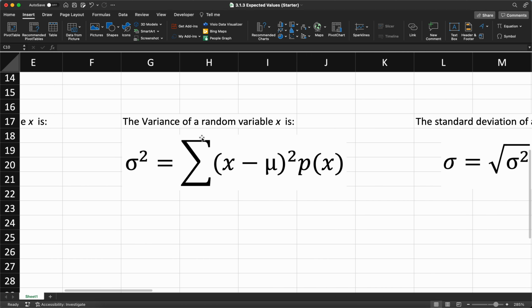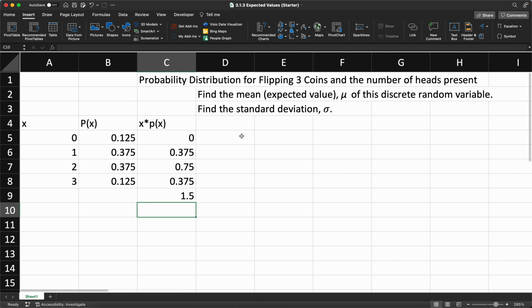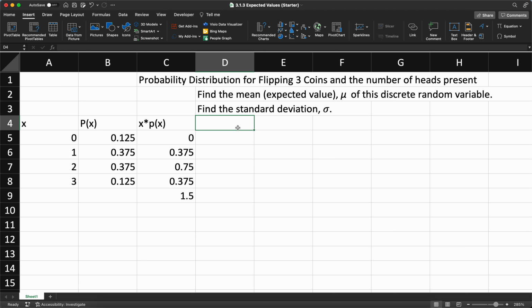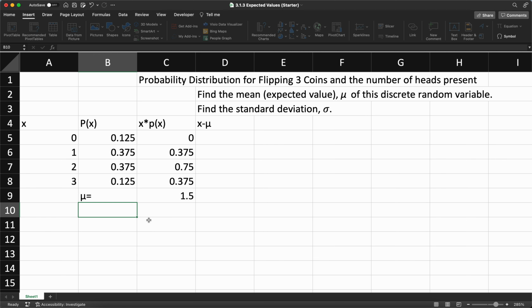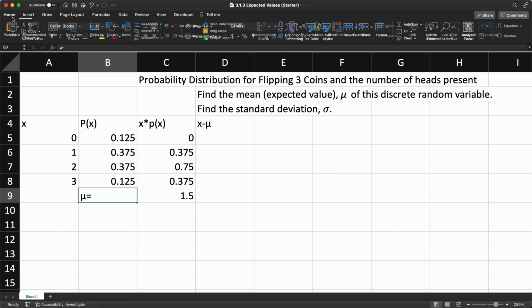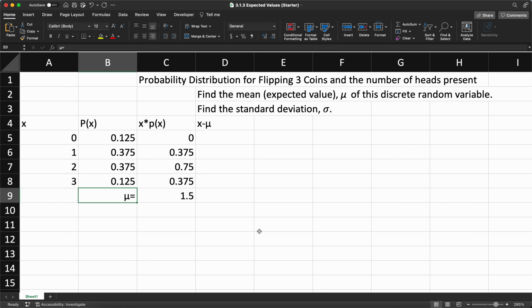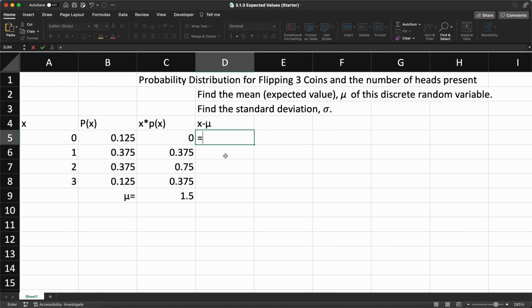So we're going to start by focusing on this part right here, the squared distances of every point from the mean. Okay, so to do this in Excel, it's easiest if we start by finding just the distance of every x value from the mean. So this right here, this is mu. This is my expected value. I'm just gonna put that there. And so x is this cell here minus mu, which is this cell here.